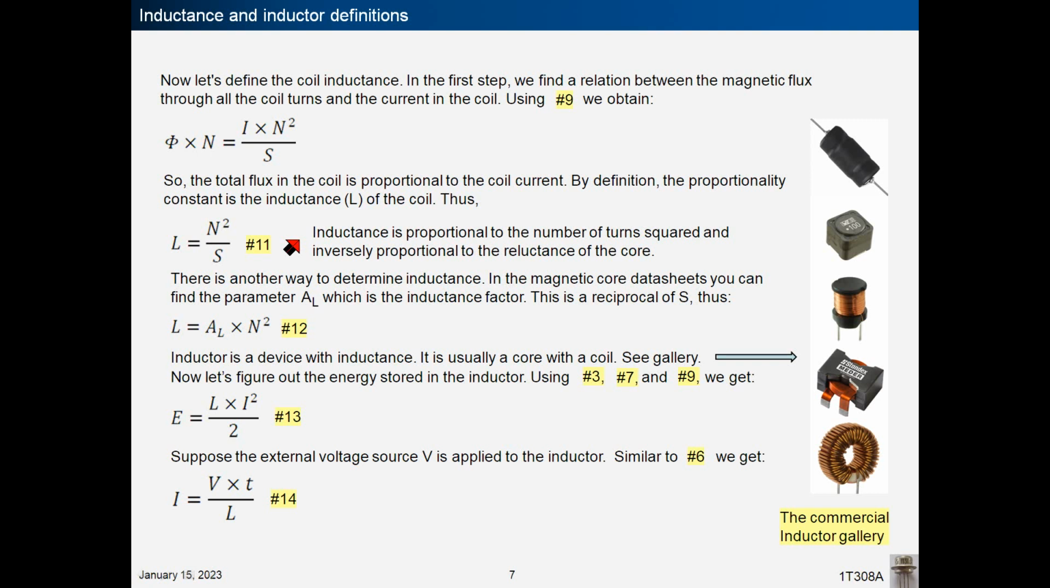There is another way to determine inductance. In the magnetic core datasheets, you can find the parameter A sub L, which is the inductance factor. This is a reciprocal of reluctance, and thus, inductance is A sub L times N squared. An inductor is a device with inductance. It is usually a core with a coil. See the gallery to the right.